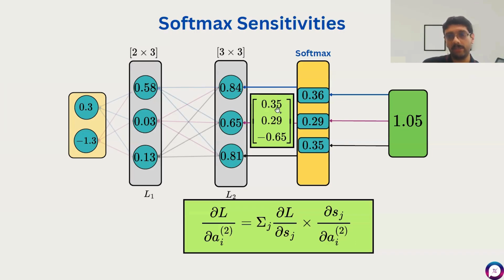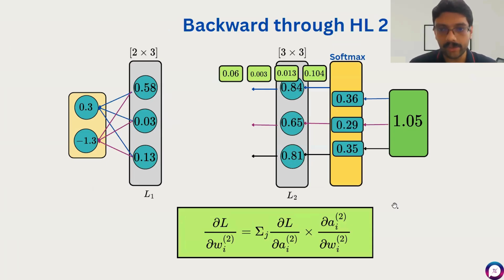So now this is the sensitivity of the loss with respect to the outputs of this layer. We have backpropagated through the softmax layer, right? And the softmax has no parameters, so we don't need to worry about any other sensitivity. Now it becomes interesting, right?